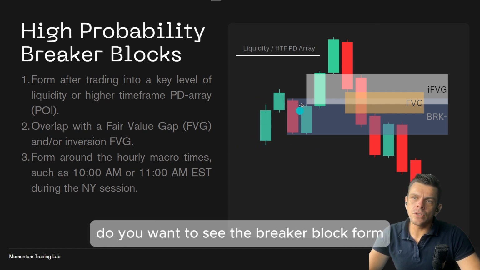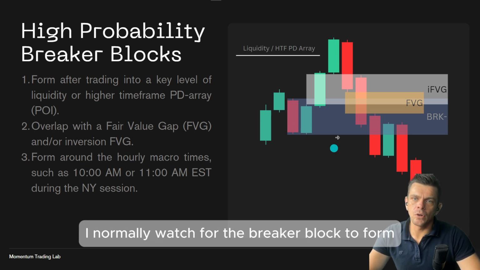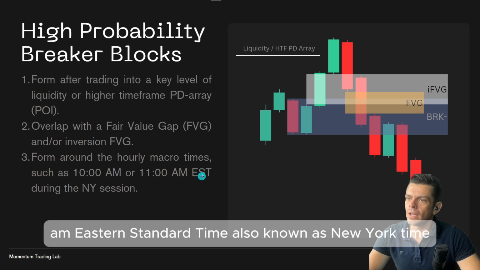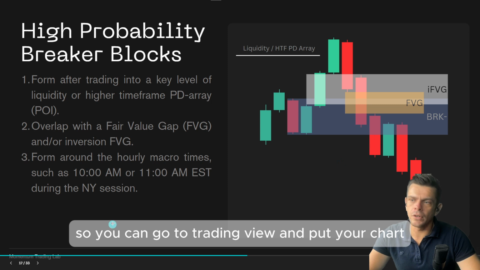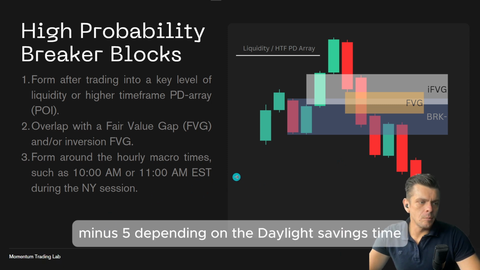And then the next thing, which is the most important thing, is time. So you want to see the breaker block form around the hourly mark. So for me personally, I normally watch for the breaker block to form in the New York session around 10 o'clock or 11 o'clock AM Eastern Standard Time, also known as New York time. So you can go to TradingView and put your chart on New York time, which is normally UTC-5, depending on the daylight savings time.